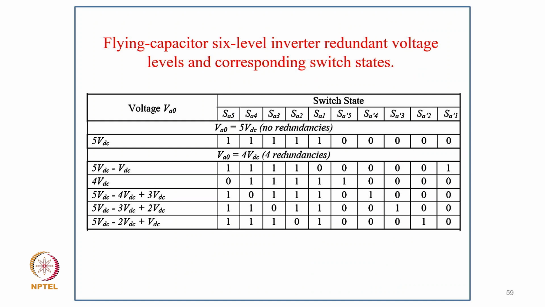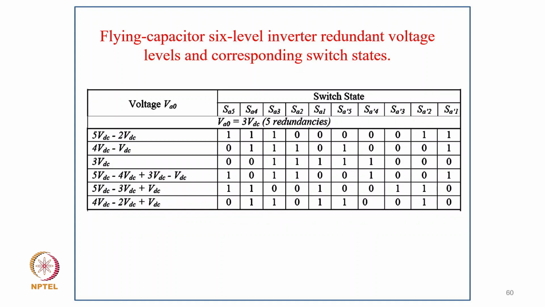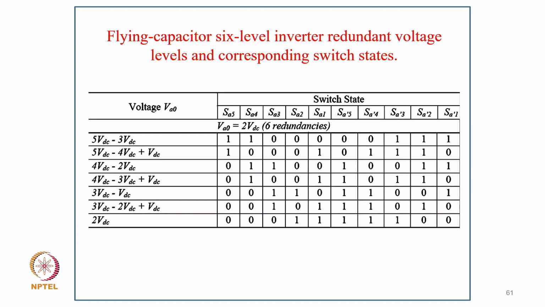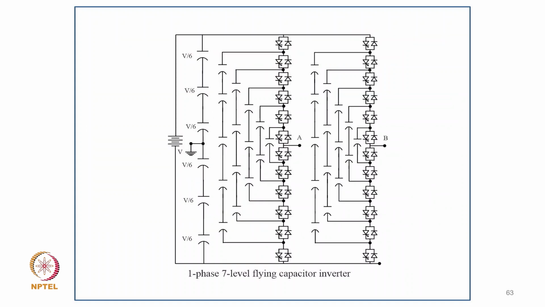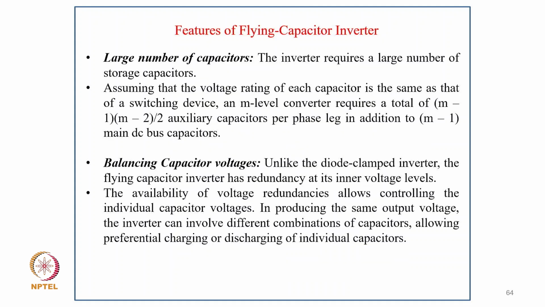For the flying capacitor 6-level inverter, the redundant voltage levels and corresponding switch states are shown here. So you get the voltage starting from typically 5 VDC coming down to typically 0. And these are the different switching patterns. And this is the flying capacitor 6-level inverter with the corresponding switch states. And this is the single phase 7-level flying capacitor inverter.